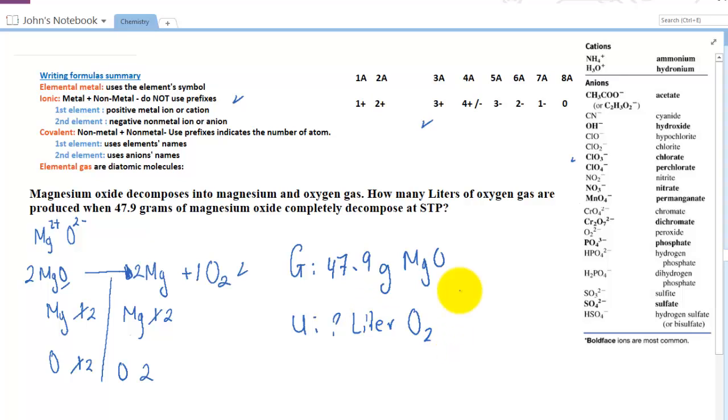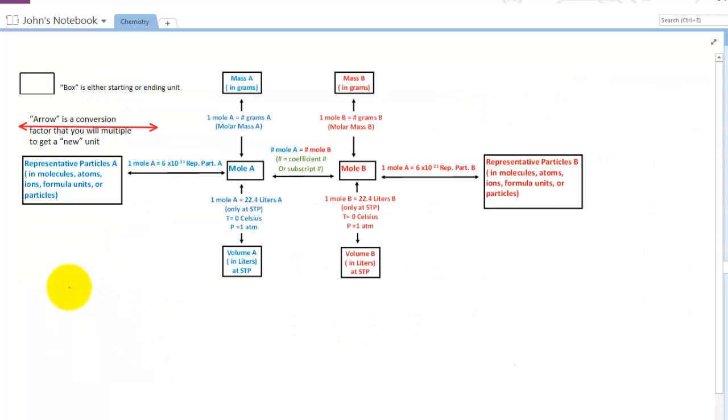This information tells you that you have to solve this problem using the stoichiometry flowchart. So we are going to get over there right now. So let's go back, and we have our given as 47.9 grams of MgO, magnesium oxide, and we are looking for liters of oxygen gas.